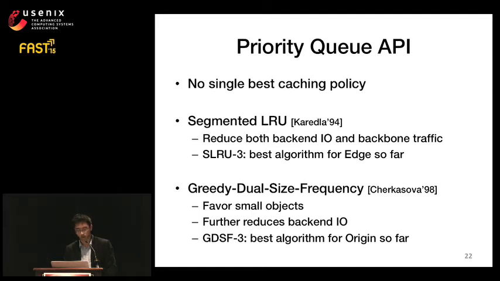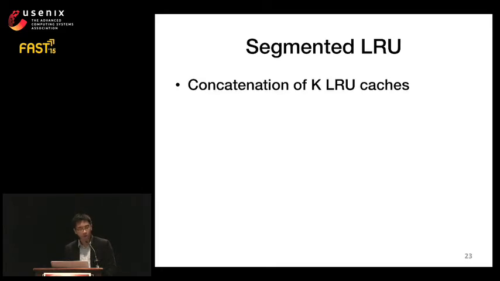In addition to these two algorithms, there are many other algorithms proposed over the years that might work better for different workloads. So we not only want to solve it for, say, LRU, segmented LRU, or greedy dual size frequency, but I want to provide a way to implement other algorithms or even algorithms to be designed in the future. So now we'll look at how segmented LRU and greedy dual size frequency work at a high level and see whether we can find similar patterns.